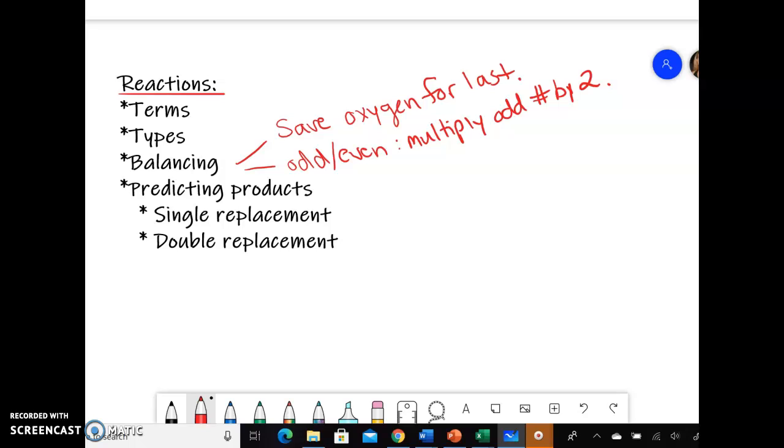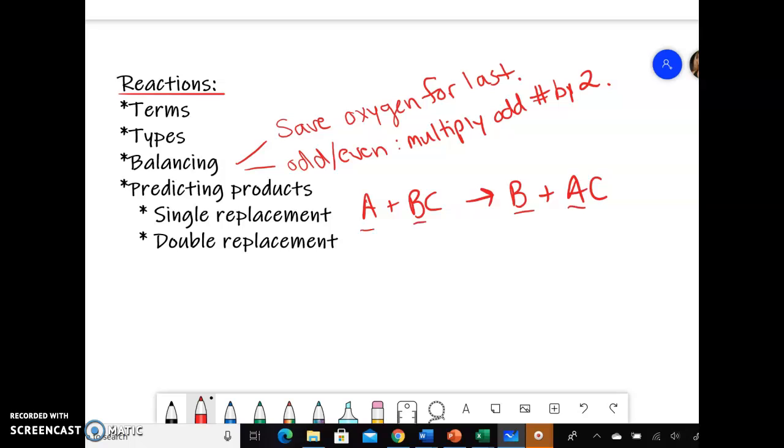And then the last thing for today is talking about predicting the products, especially for single and double replacement. So first of all, let's just review single replacement. This is going to look something like A + BC yields B + AC. So you can see that there was 1 switch, the A and the B switched places.